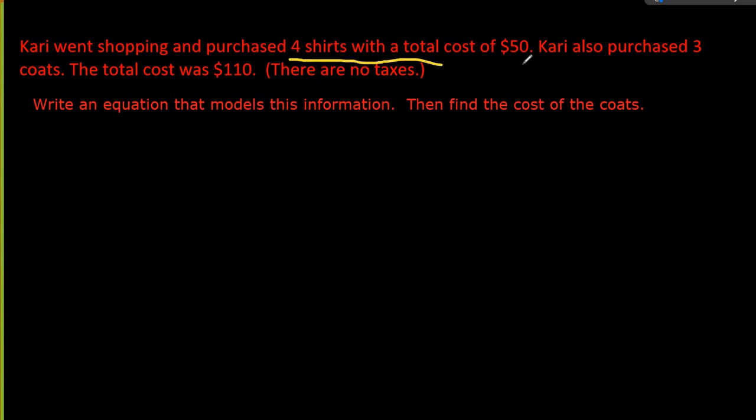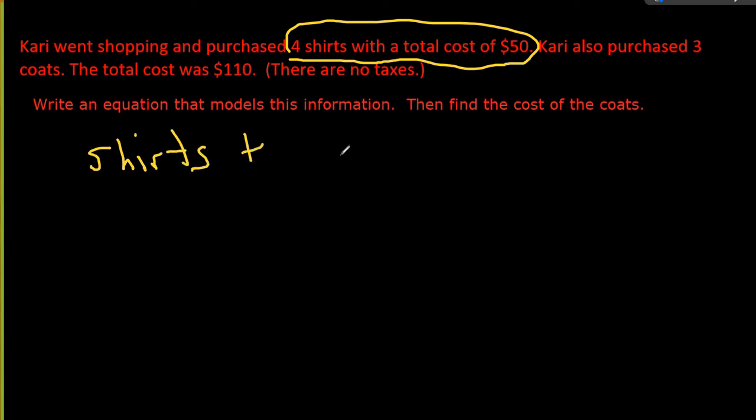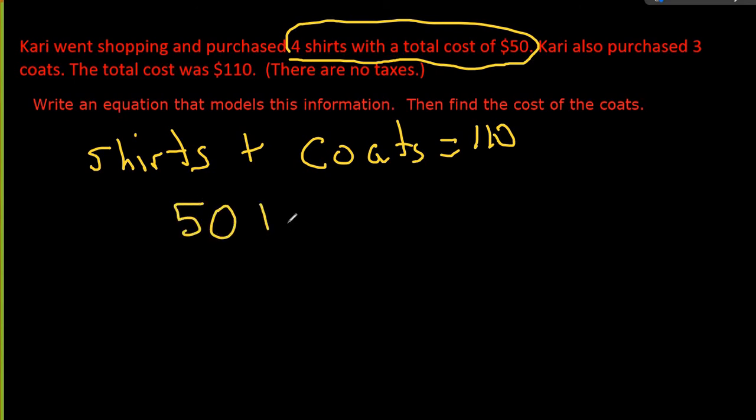We know that 4 shirts cost $50. So we're looking at shirts. She went to the store and bought shirts plus coats, and she spent $110 on that. But we know that the 4 shirts cost $50, so we can just put that in there for the shirt. So it's really 50 plus, let's use C for the coats. And we know that she bought 3 of them, so we'll put 3C equals 110.